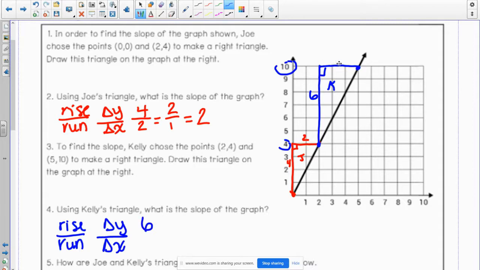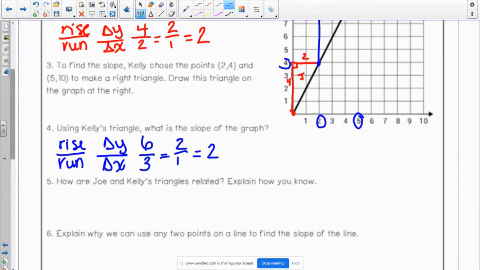Here's a run of 1, 2, and 3. Again, you can look down. This is a run, so it's on the x-axis. So it starts here at 2, and it runs over here to 5. That is a change of 3. So 6 over 3. If we reduce that by dividing by 3 on top and bottom, we get 2 over 1. And then, of course, I said you can simplify that down just to 2 if you want to.